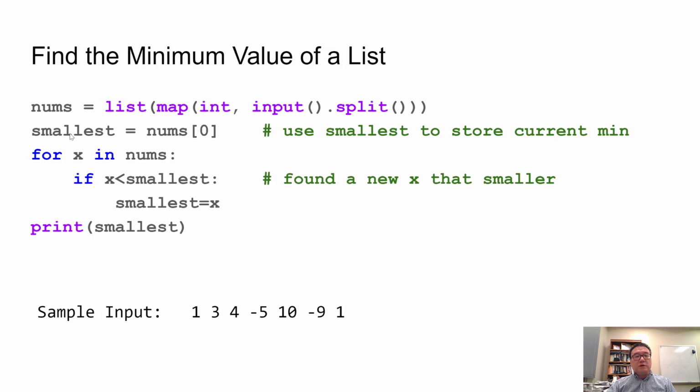So then we assume that there's at least one element. We first just say the first element is the smallest, and then we just go through every element in the list. And if we find something that's smaller than the current smallest, we will remember that. So then we'll set our current smallest to be x, and in the end we'll just print out the smallest number.